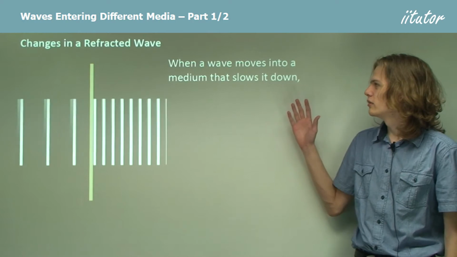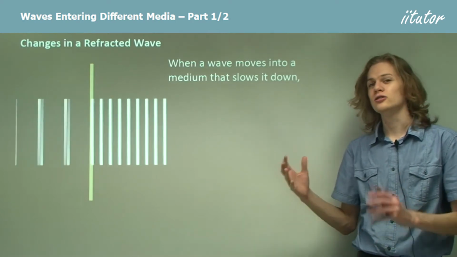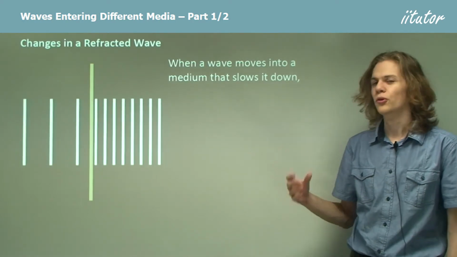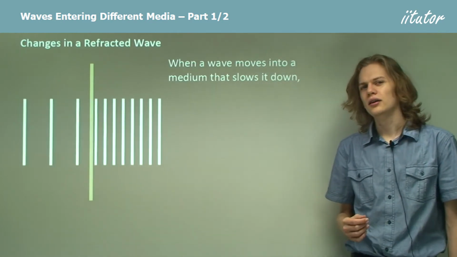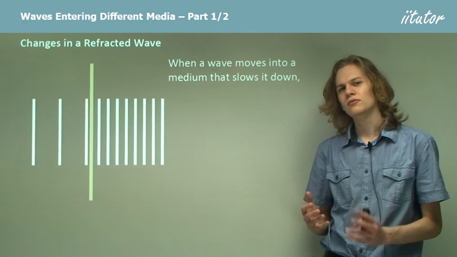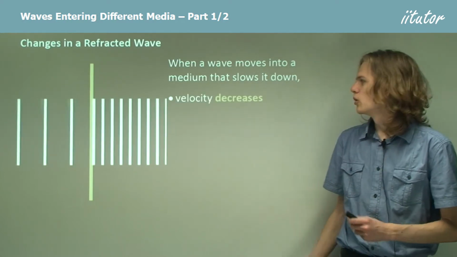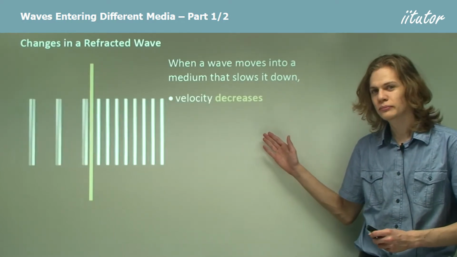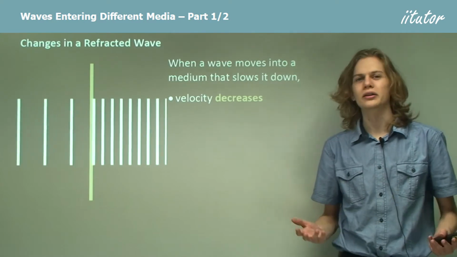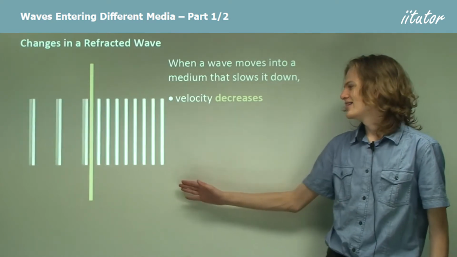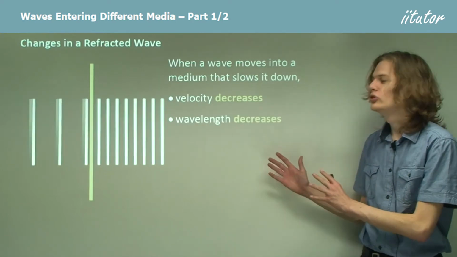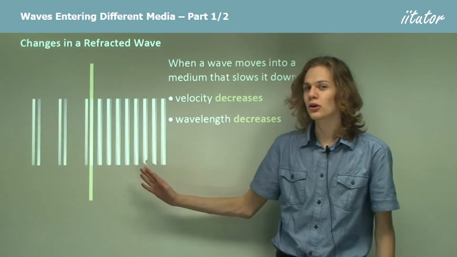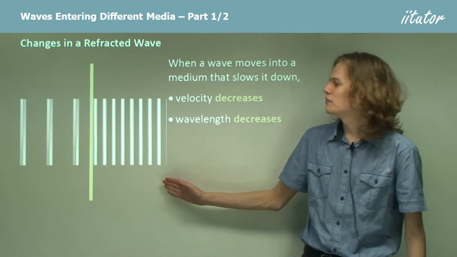Now, when a wave moves into a medium and it slows down, for example, this wave, which is moving from left to right, then how will its wavelength and velocity change? Well, its velocity will decrease, of course, because it's entering a medium that's slowing it down. And that means that, as we can see, its wavelength will also decrease. The wavefronts here are much closer together than when the wave is in the fast medium.